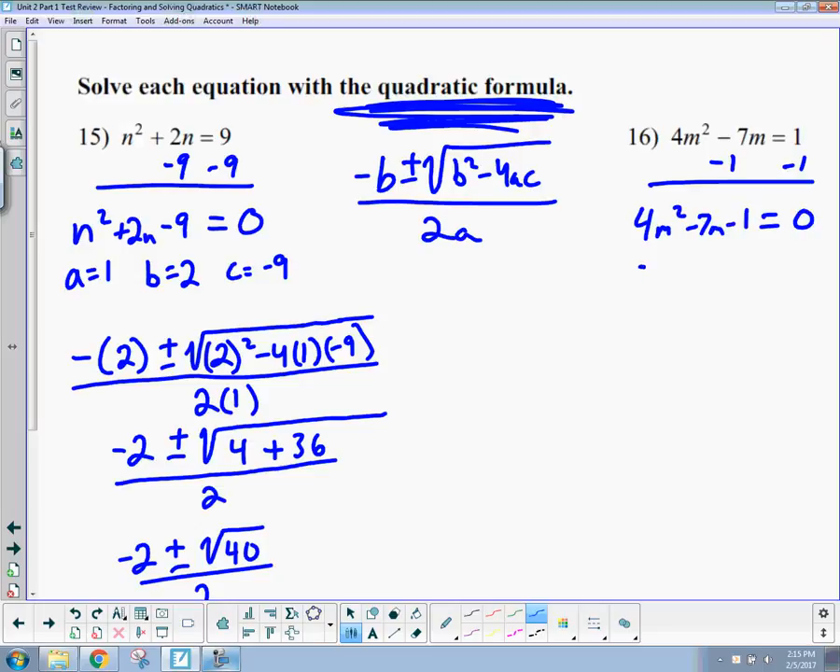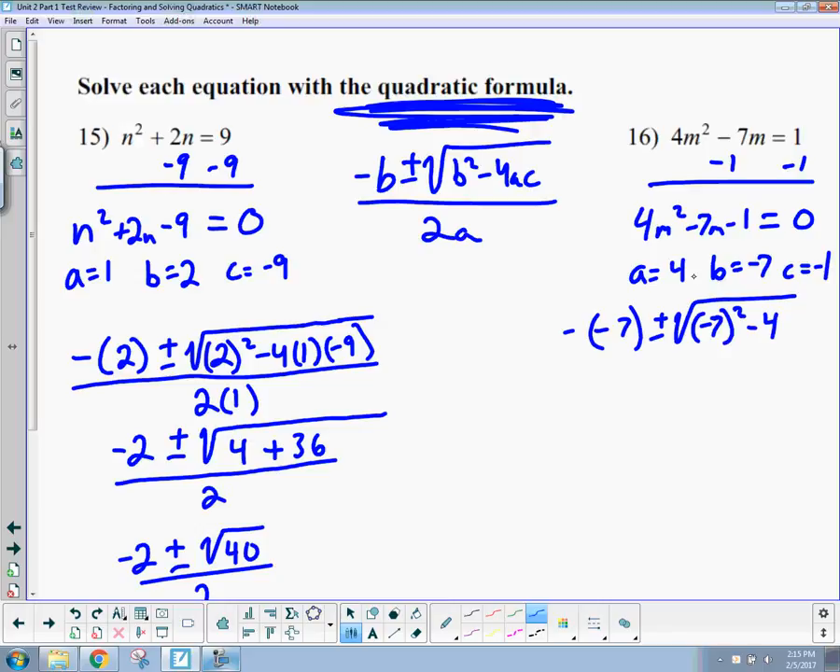Plug it all in. -7 plus minus square root -7 squared. Don't forget the parentheses. A lot of you have been doing that, and you would write your answer as a -49 when it should be a +49. Subtract, let's see, 4. A is 4. It's getting a little cramped under here, but we can do it. And then -1 for C.